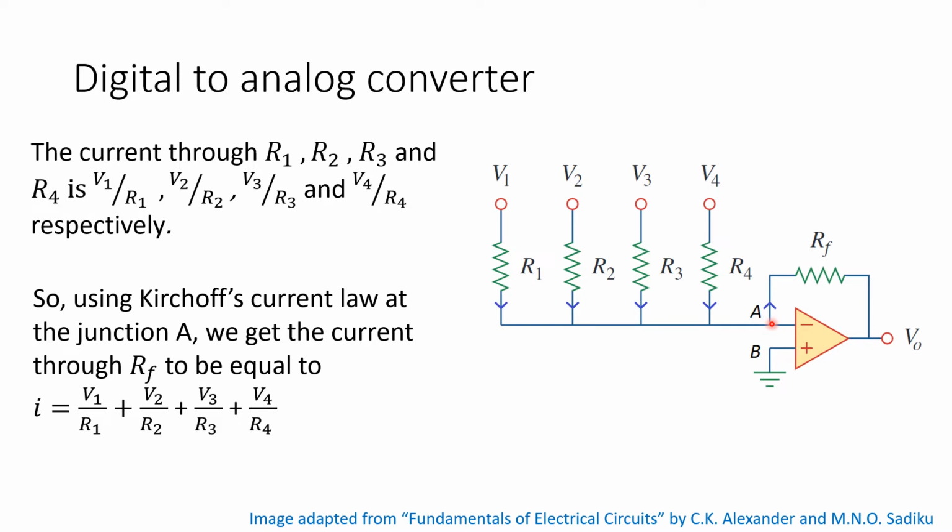So here the current that is leaving is the current through RF and we represent that as I. And the current that is entering is just the current through R1, R2, R3 and R4. So we substitute the values of those currents here and we get I is equal to V1 by R1 plus V2 by R2 plus V3 by R3 plus V4 by R4.